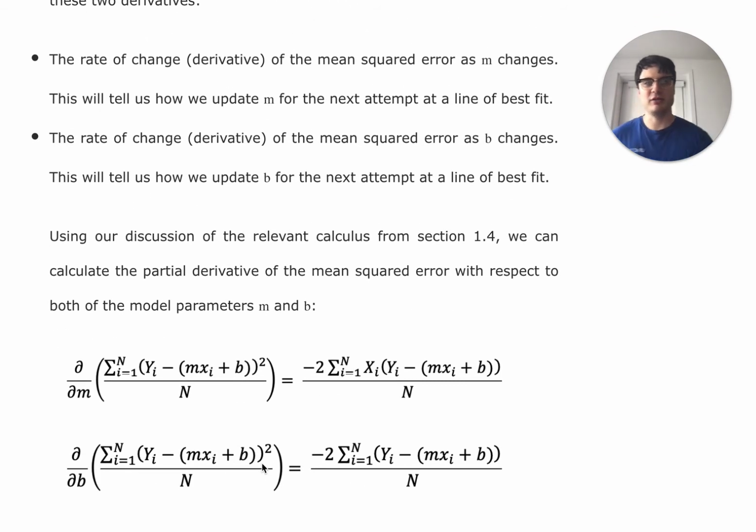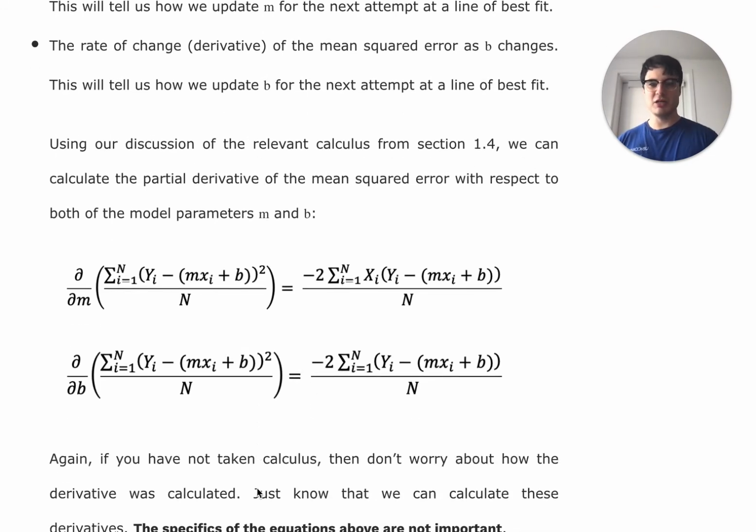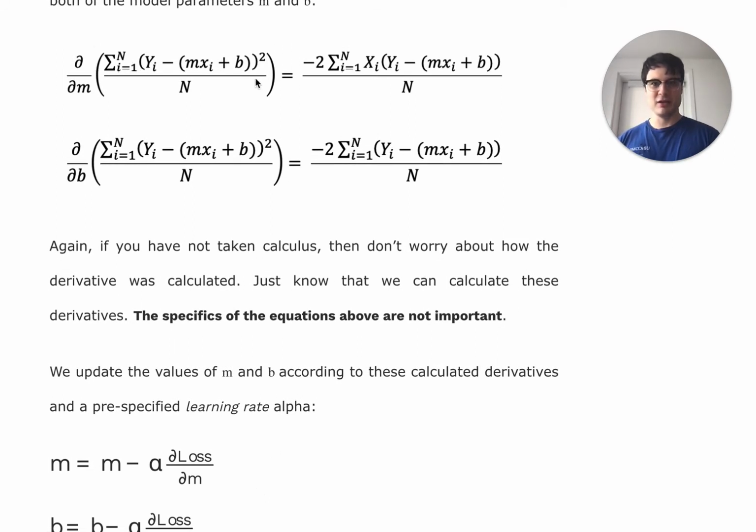We want to actually find the derivative of the mean squared error. The derivative will tell us the rate of change of the mean squared error as a certain variable changes. We want to know how the mean squared error changes with respect to when m changes and with respect to when b changes. So we can see that mathematically here. This is the derivative with respect to m and the derivative with respect to b of the mean squared error. So it's the same input.